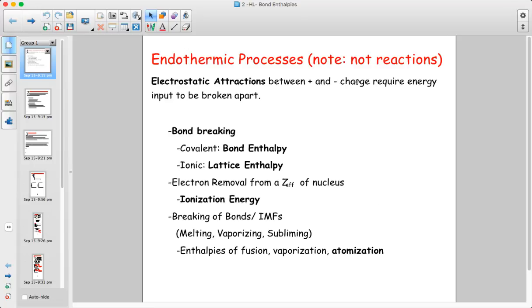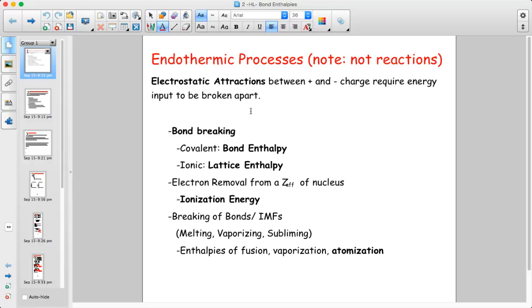All right, so the second topic for us in the energetics unit is on something called bond enthalpies. Just a little recap about endothermic processes and exothermic processes before we get into bond enthalpies. So whenever you break apart an electrostatic attraction, that is going to require some sort of energy input, right? So anytime you are pulling things apart that are attracted to each other, that takes energy.